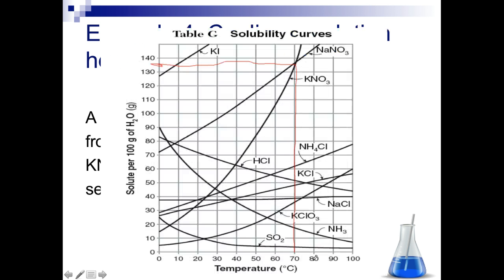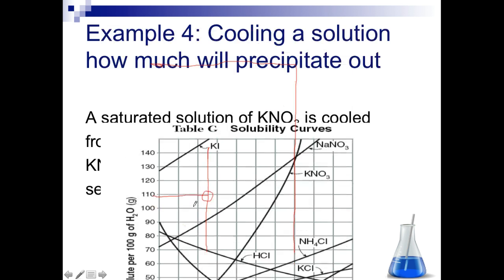Then we're going to cool it from 70 to 25. When we cool it to 25, we're right here. We're going to go all the way up to where we hit our line. Oop, I went too far. We're going to end right here, which is at 40. So here's our line. What is the difference between 135 and 40? 135 minus 40 is what value? You'll end up with 95. So 95 grams of KNO3 will fall out of solution.